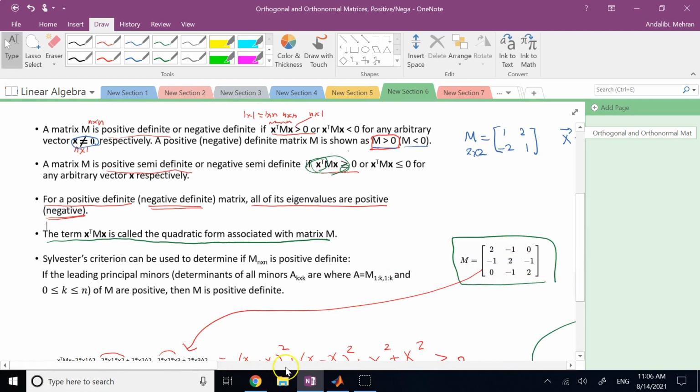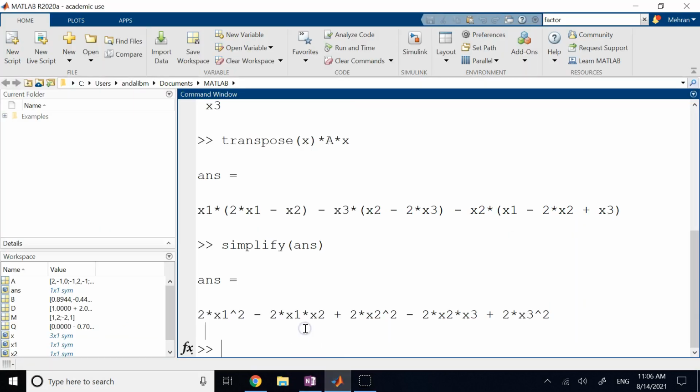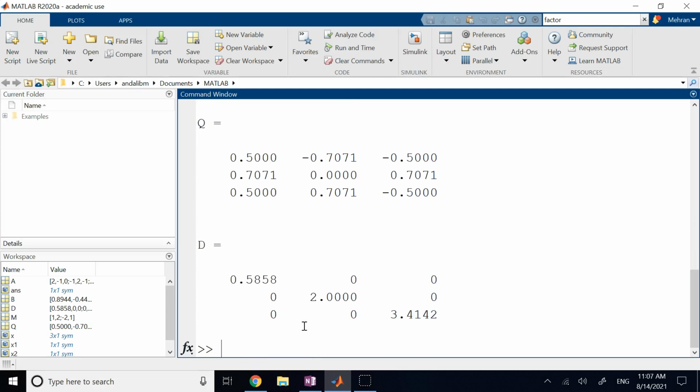So first we look at this 3 by 3 matrix. Let's look at the eigenvalues of this matrix we called A. So we say Q and D is equal to Eig of A. And you clearly look at the 3 eigenvalues. You see all 3 eigenvalues are what? Positive. So you see it is working, right?